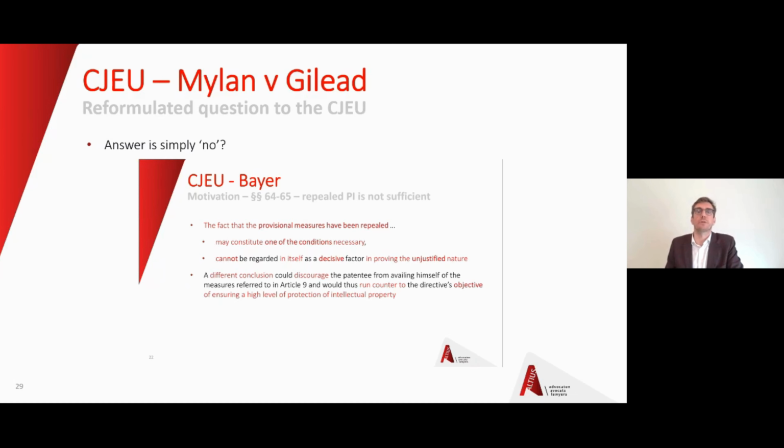It's not reconcilable, strict liability, with Article 9.7, a liability regime where you don't need to prove a fault by the IP holder, but where the provisional injunction as such and a later revoked IP right would automatically lead to liability. Well, in our view, that was not what the Enforcement Directive said following the Bayer decision and this slide, which Sofie has discussed before. The fact that the provisional measures have been repealed or any other of the circumstances under Article 9.7 or 7.4 may constitute one of the conditions necessary. So it's what you need at least to trigger this provision, but you need more because in itself it cannot be regarded as a decisive factor in proving the unjustified nature.